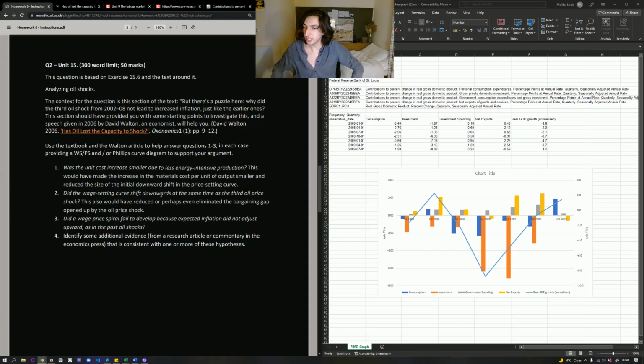Did a wage price spiral fail to develop because expected inflation did not adjust upward, as in the past oil shock? So, expected inflation are very different things. So, I don't know how they were different.